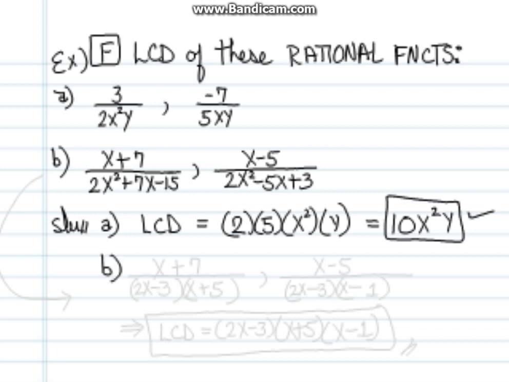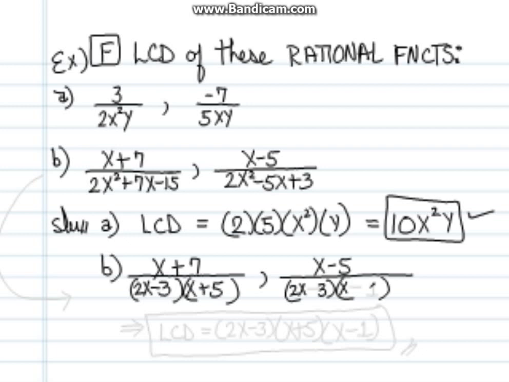Now let's look at part B. Let's write it in its factored form in the denominator. We'll factor that as 2x minus 3 times x plus 5, and the other one is 2x minus 3 times x minus 1 in the second factor.